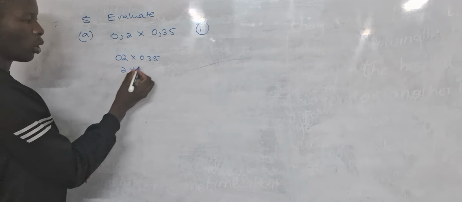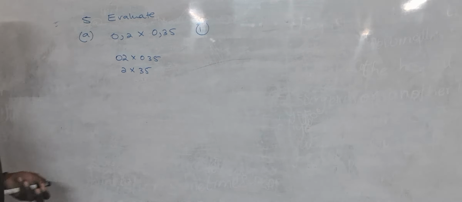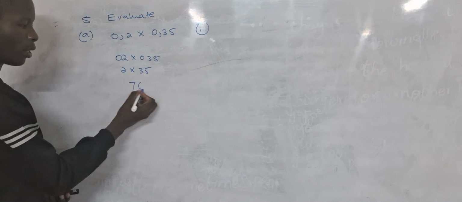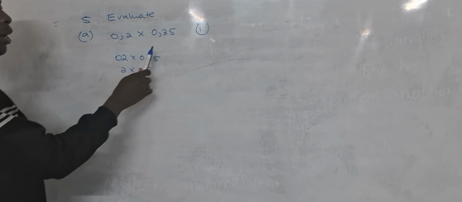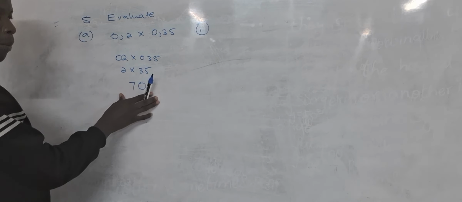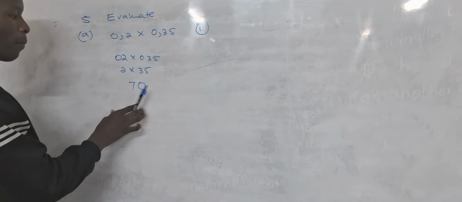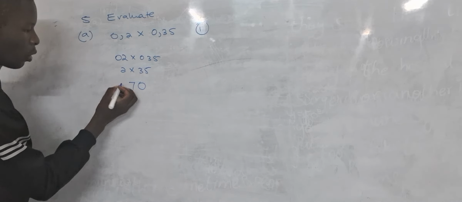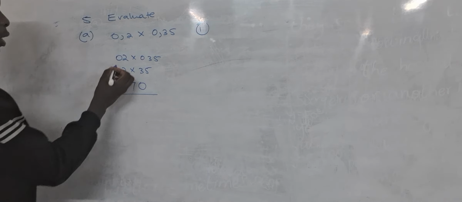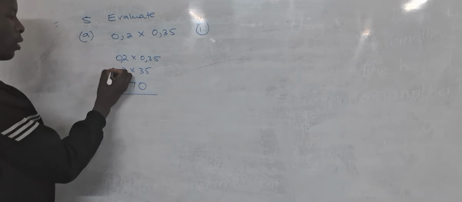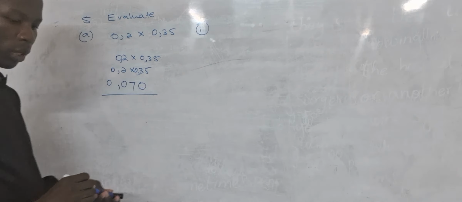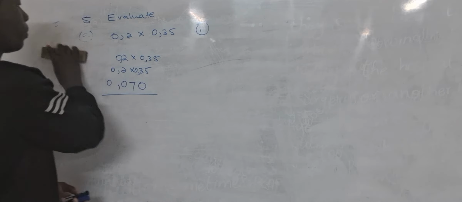0.2 is nothing but 2, and 0.35 is nothing but 35. So 2 into 35, what is the answer? 2 times 35, you get 70. You go back and count how many numbers are there after the comma: 1, 2, 3. So 3 numbers should also be there in your answer after the comma. I'm going to put a 0 here, then 0. So the answer is 0,070. You can put a comma here. This is the final answer. This is a 1 mark question. Let's move on to B.